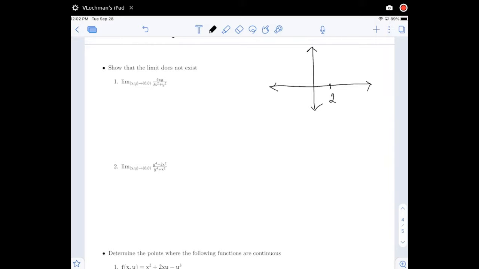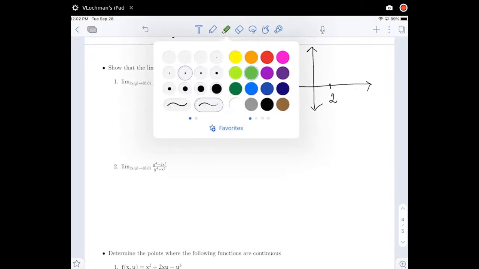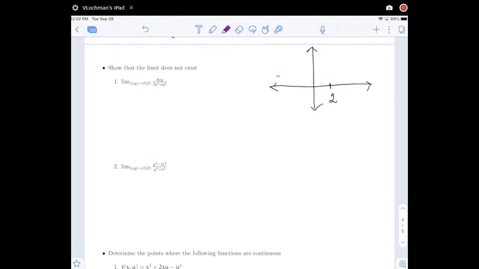Okay, so let's say my function looks as follows. I have one branch that looks like this, and then the other branch that looks like this. Let me go ahead and mark these values with some numbers. So this one is 1, and let's say this one is 3. Okay, let's talk about it real quick.